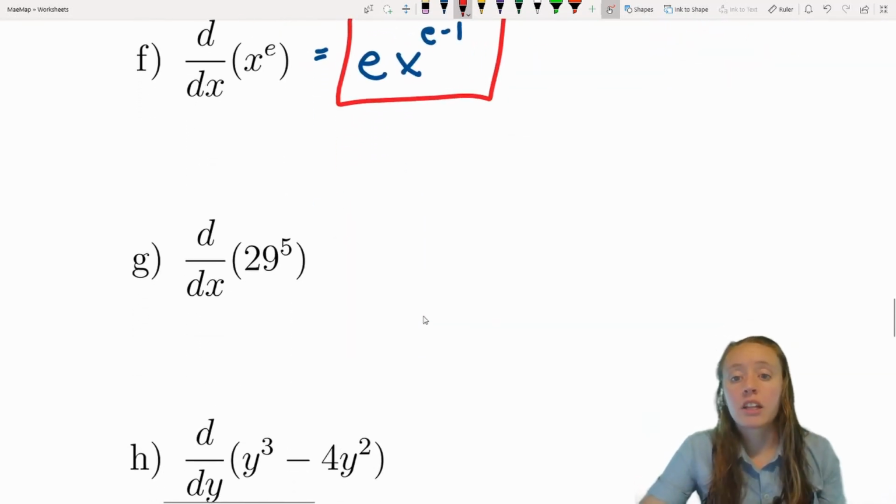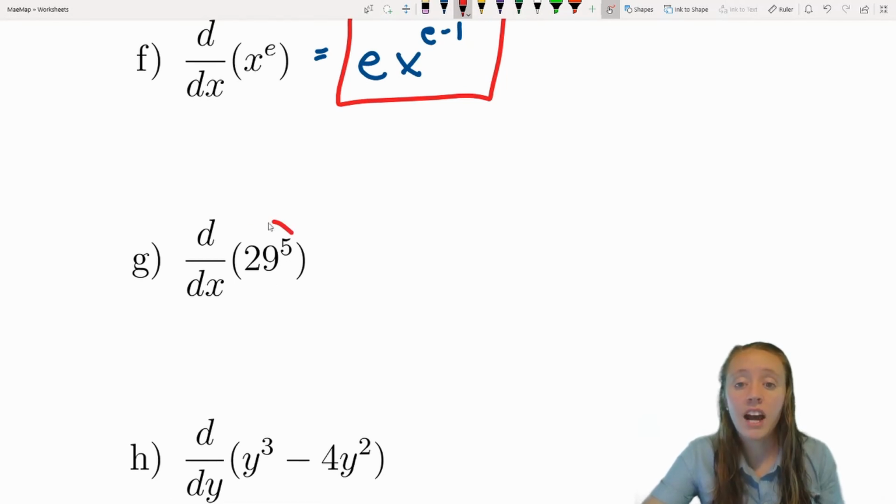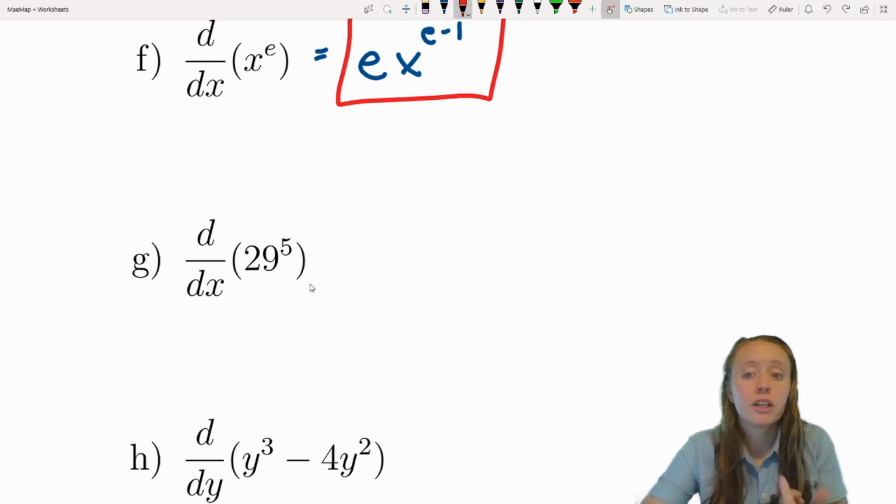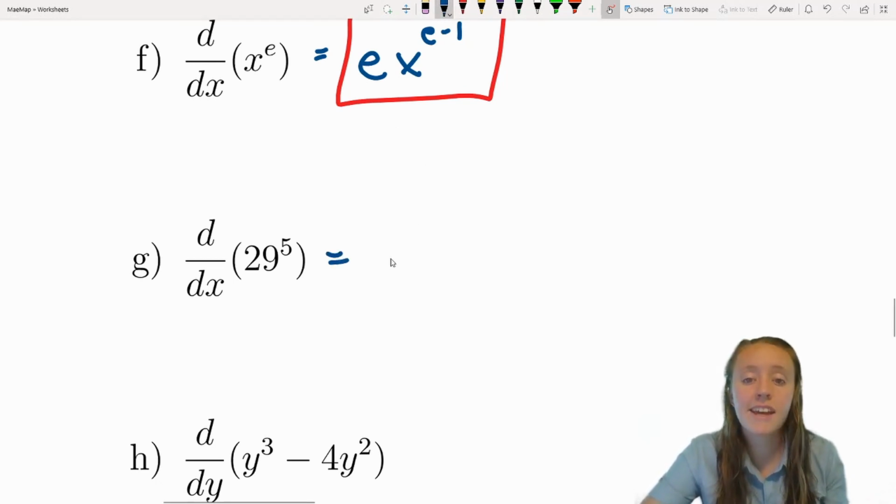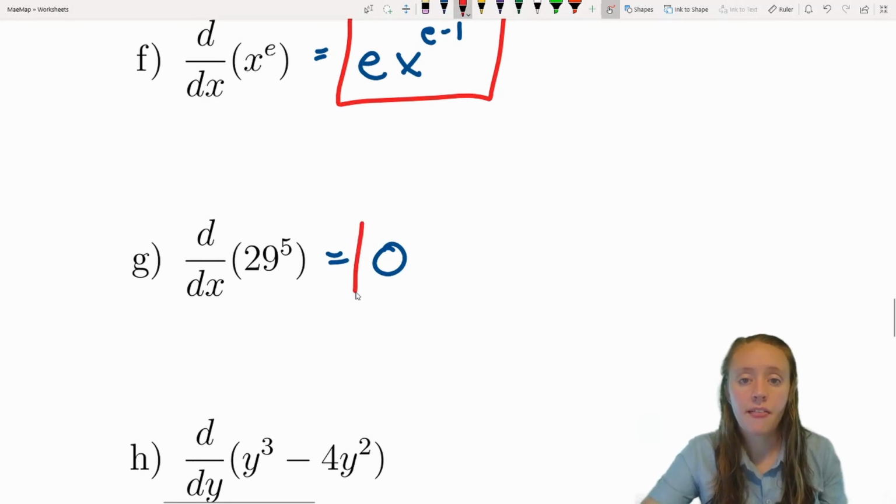In G, we're taking the derivative with respect to x of 29 to the 5th. I don't care what value 29 to the 5th is because x is not even in there. 29 to the 5th is just a constant. The derivative of a constant is 0.